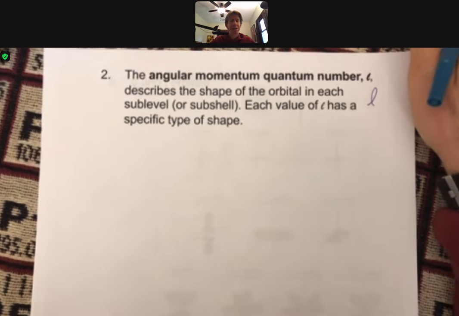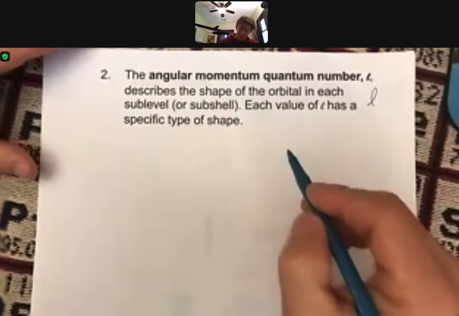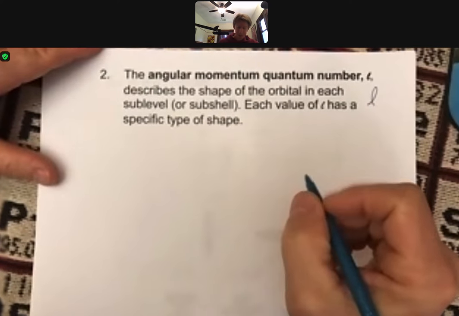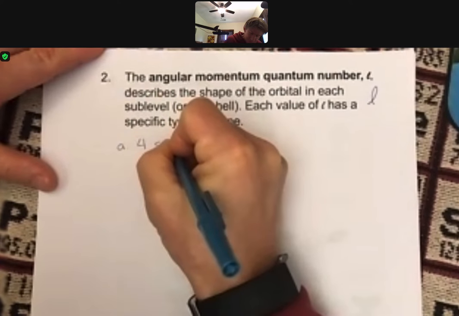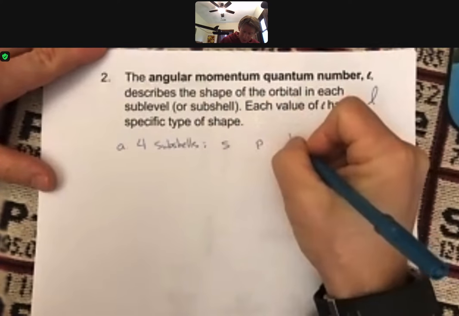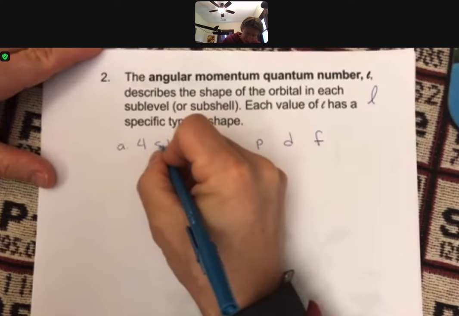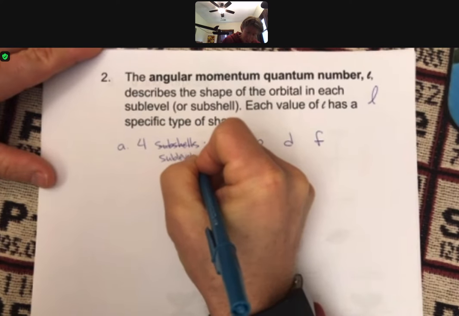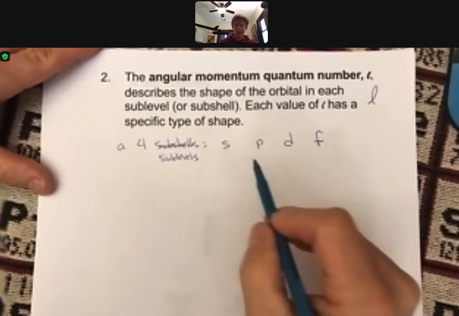I will tend to use the words sublevel and principal energy level. Some people use shell and subshell, so I just want to include both of them. Each value of l has a specific type of shape, as we will see, and there are letters that designate the subshells. There are four subshells, and those are called s, p, d, and f. I said I was going to write sublevels, but I just wrote subshells. Again, I do actually use sublevels. So there's an s sublevel, a p sublevel, a d, and an f sublevel.